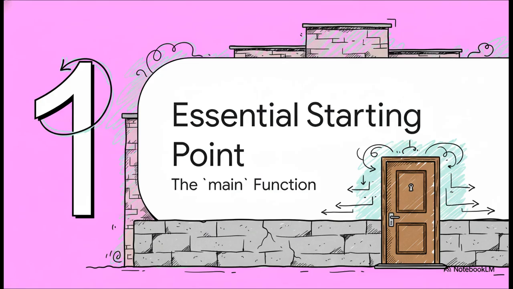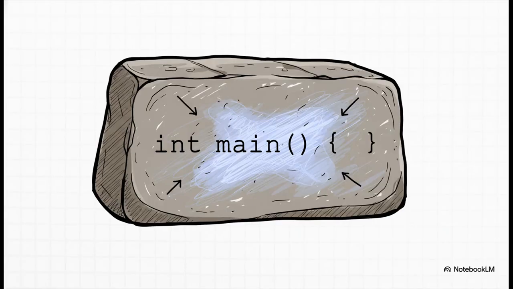Okay, so just like any building needs a solid foundation and a front door to get in, every single C program needs a starting point. And in C, we call that the main function. And this is it. This is the absolute bare minimum, the non-negotiable heart of any C program. I know it doesn't look like much, right? Just a few symbols. But int main, that's the name of our official entry point.